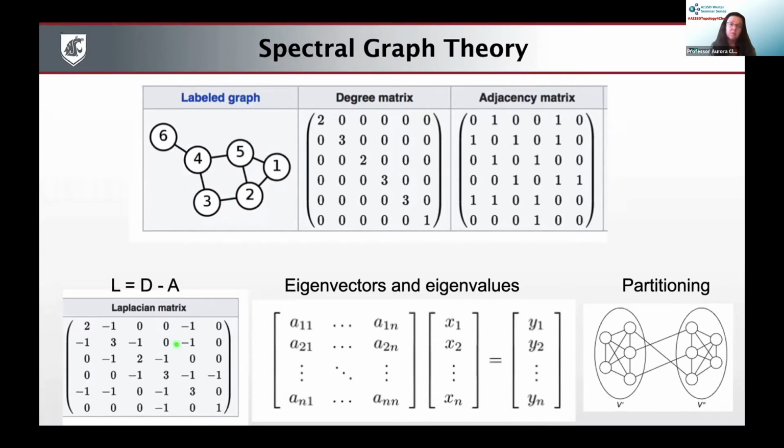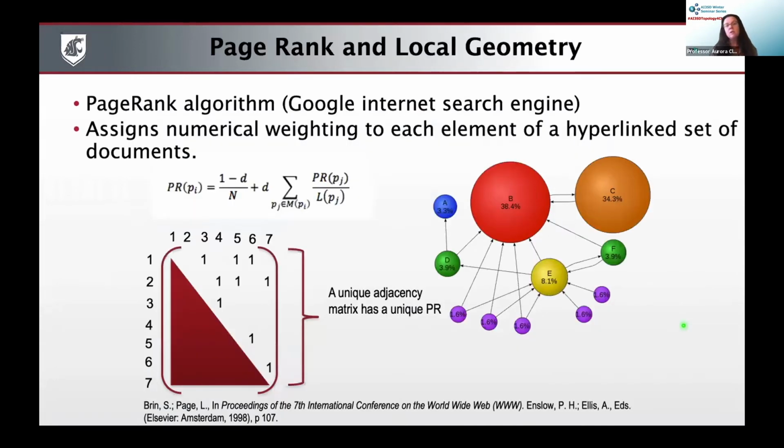Oftentimes the Laplacian matrix is what's studied, and the eigenvalues of the Laplacian, which is the degree minus the adjacency matrix. And from this, there's a huge range and a very broad field of people that study the spectral properties of these types of matrix representations of graphs. And so for us, we decided to look at eigenvalues associated with the adjacency matrix or a modification of the adjacency matrix. And we turned to the Google Internet search engine as a way to help us in that process.